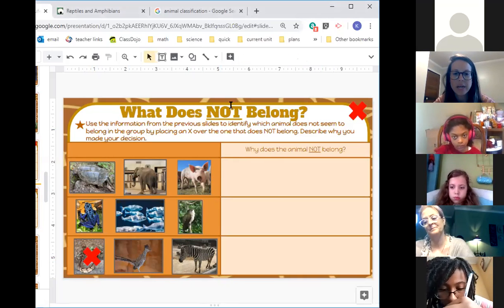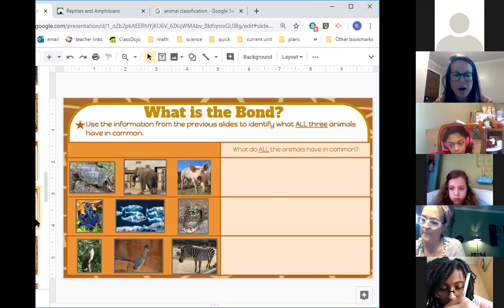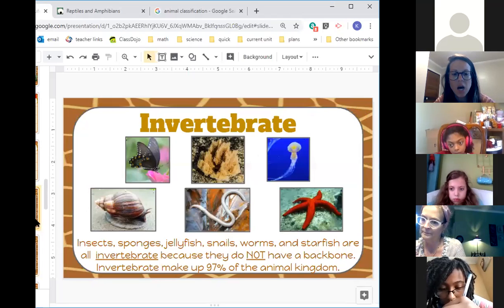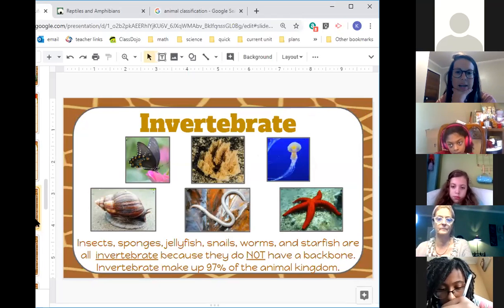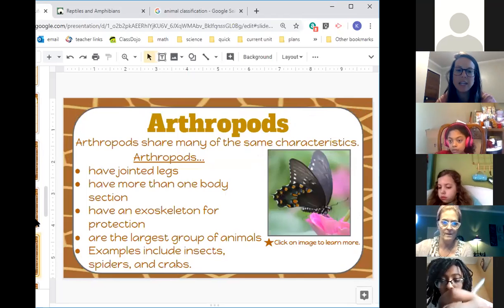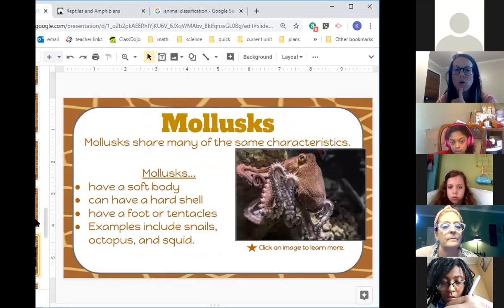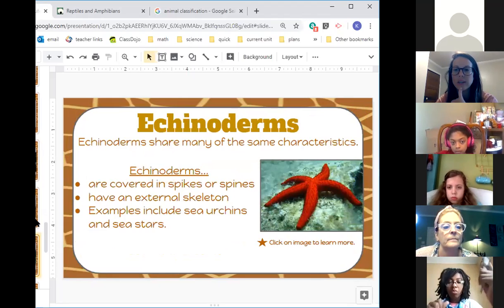So hopefully you're able to see how to do that. You just drag your X down and then write it in the box why it doesn't belong. And then before we finish out, the last thing I will say is that the invertebrates, these next slides, you can absolutely skip through these that are explaining each one unless you're interested in it. I just left them in there in case you were interested, but you don't have to know all of those. Really, you just need to know the invertebrates do not have a backbone.